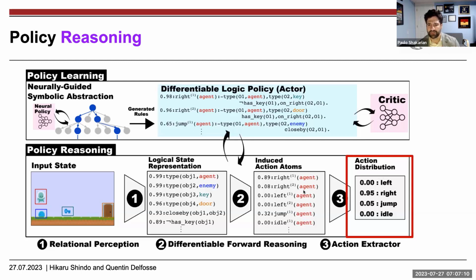In the induced actions, those numbers given by the atoms, are those actual probabilities, or are those fuzzy values? Actually, it's more like fuzzy values. As you see, it's not normalized yet. Jump can have this value, but right can also have values. We normalize using these fuzzy values to have a valid action distribution, that means a normalized distribution over actual actions. Yeah, I get that.